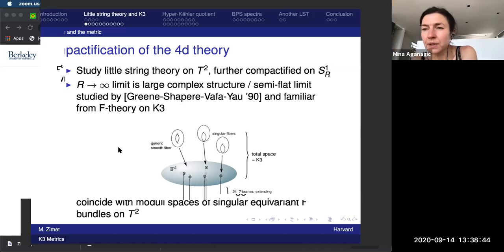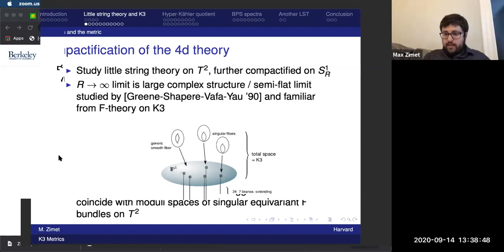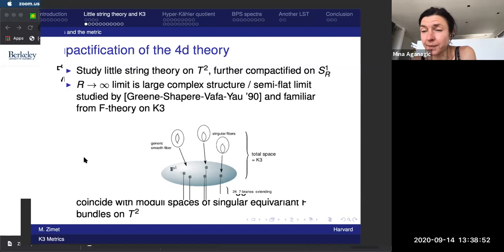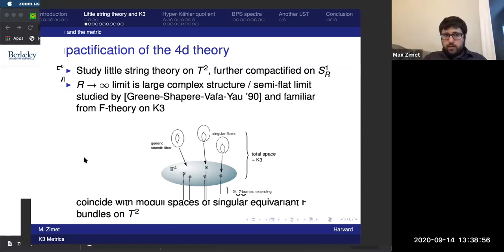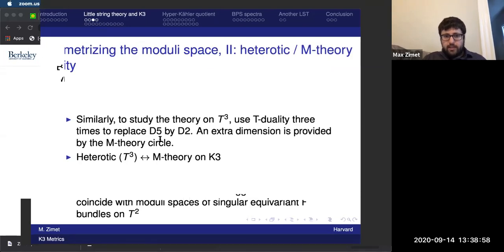So we want M theory on K3 probed by like an M2 brane? Exactly. So you want the metric that an M2 brane sees, or a metric that a fundamental string sees in type 2 string theory? Yes. So in this picture, we have an M2 brane probing K3. The little string theory on T3 is dual to an M2 brane probing K3. So that's the metric, the moduli space, that we're after. Okay.